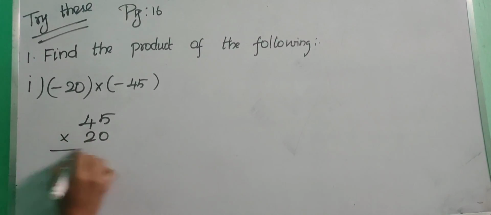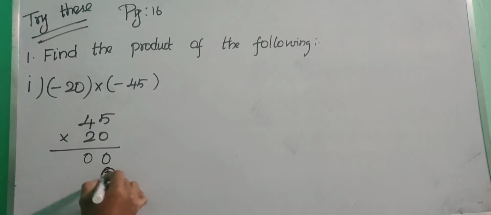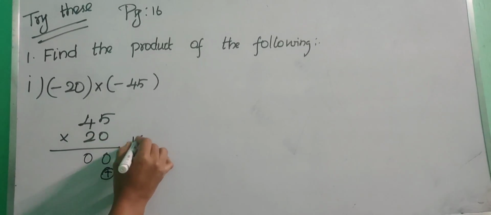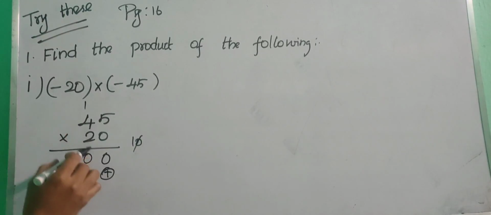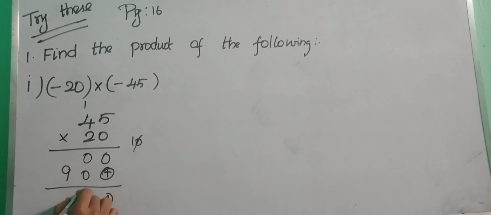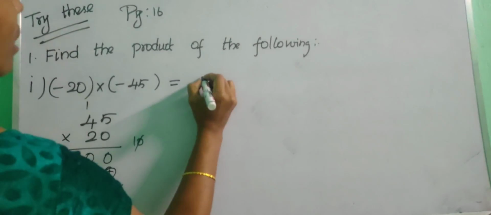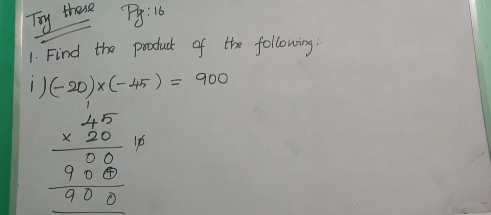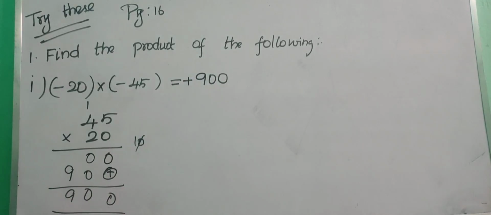So now multiply. 5 into 0, 0, and then 4 into 0, 0. Just put plus here, and then 2 5s are 10, so just put the 0 here and 1 here. 4 2s are 8 and plus 1, so 9. So what we will get? 0, 0 and 9. So the answer is 900. In multiplication we know minus into minus is plus, right? So the answer is plus 900.